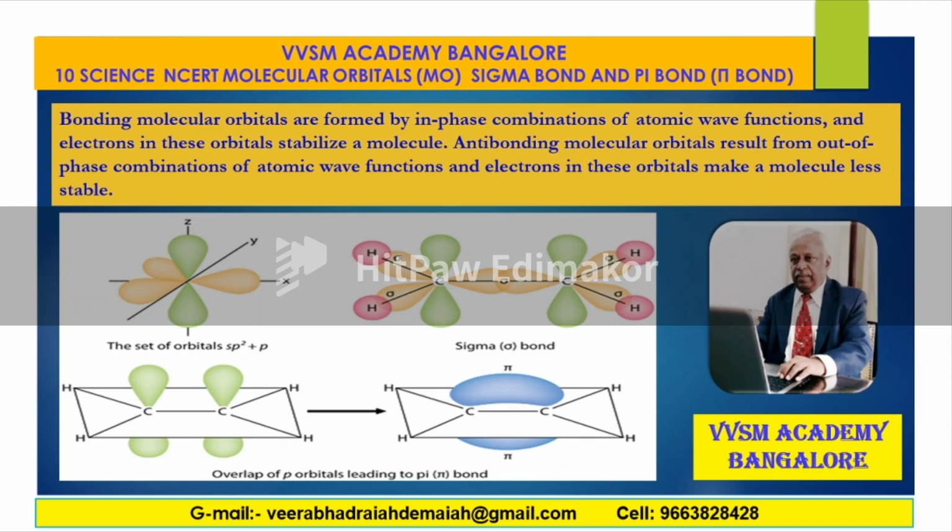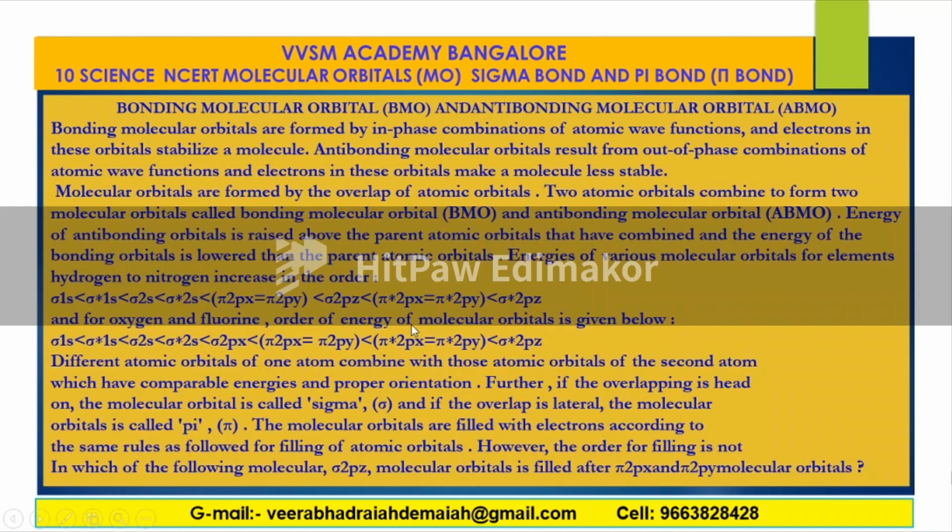Bonding molecular orbitals are formed by in-phase combinations of atomic wave functions, and electrons in these orbitals stabilize the molecule. Antibonding molecular orbitals result from out-of-phase combinations of atomic wave functions, and electrons in these orbitals make a molecule less stable. Well, friends, a set of orbitals sp2 plus p, this is sigma bond and this is pi bond formation. Bonding molecular orbital BMO and anti-bonding molecular orbital ABMO.